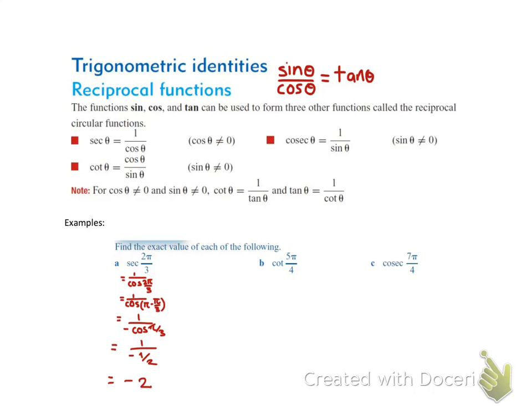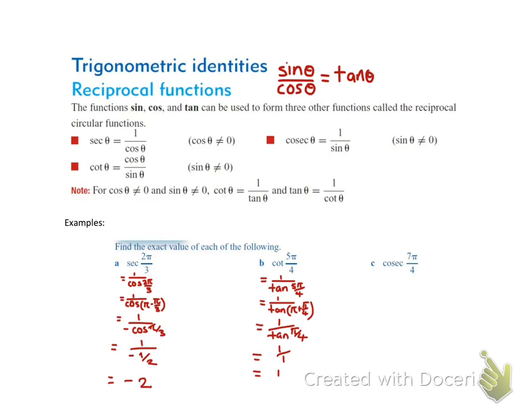Now cot of 5 pi on 4. Remember, cot is 1 over tan, so we have 1 over tan 5 pi on 4, and we re-express that as tan of pi plus pi on 4. Okay, now that's going to have the same value as 1 over tan of pi on 4, and remember that we are in the third quadrant, which is the tan quadrant, so it will be positive. So we have 1 over 1, which of course is just 1.